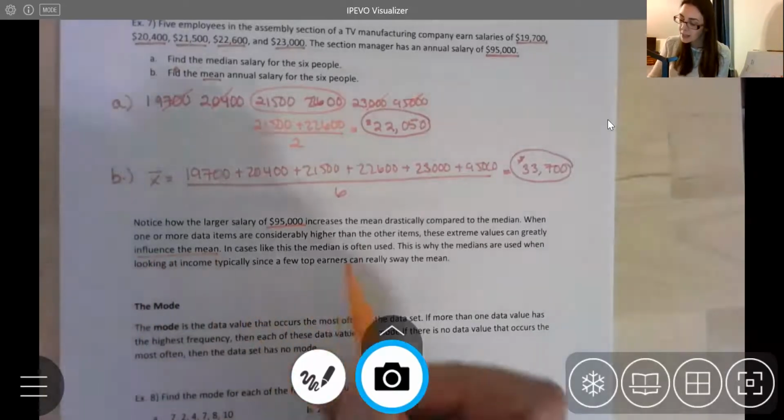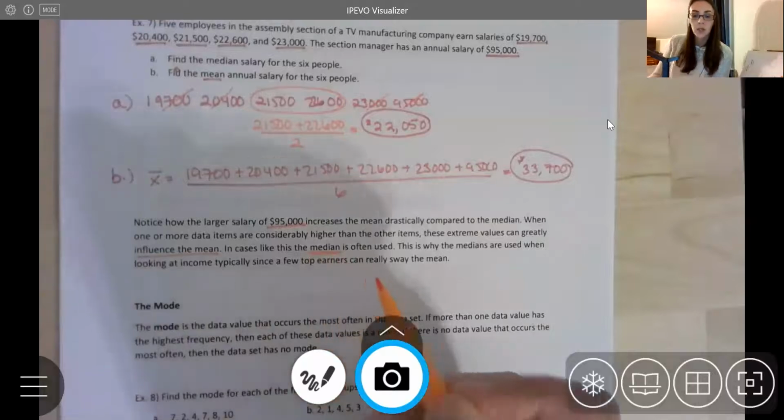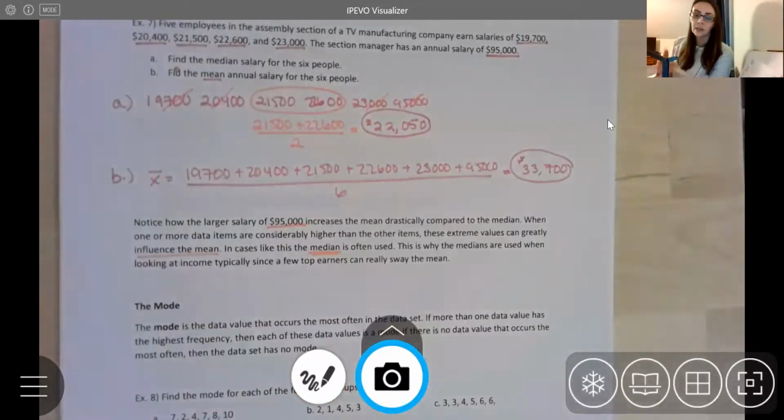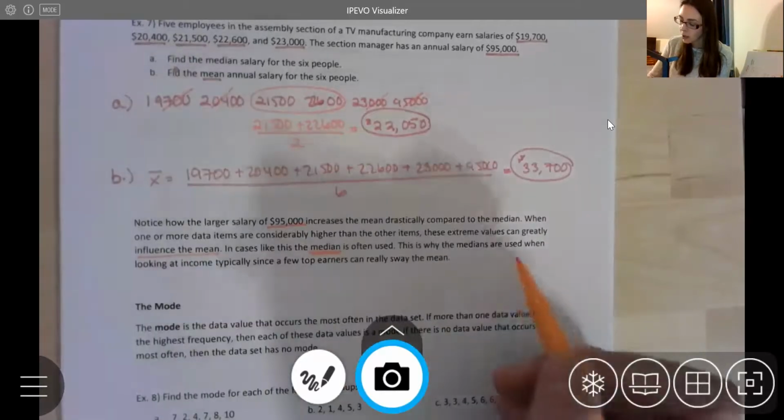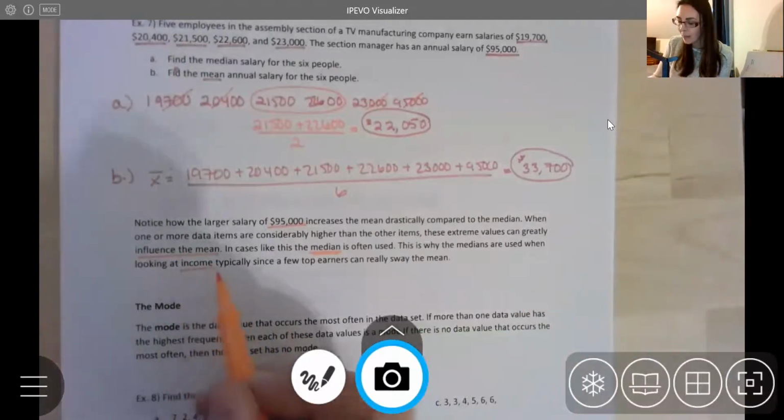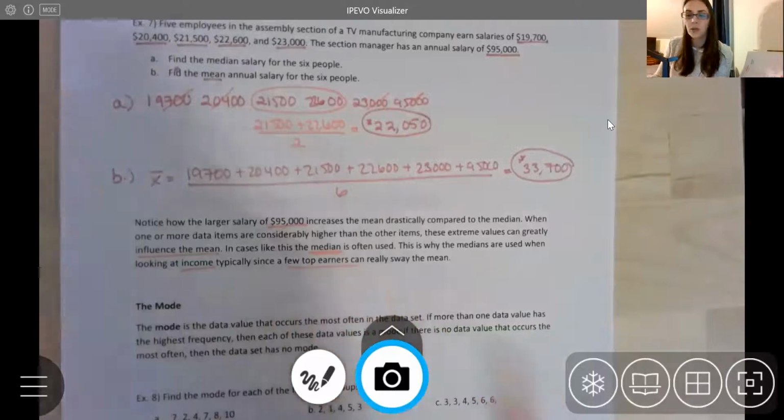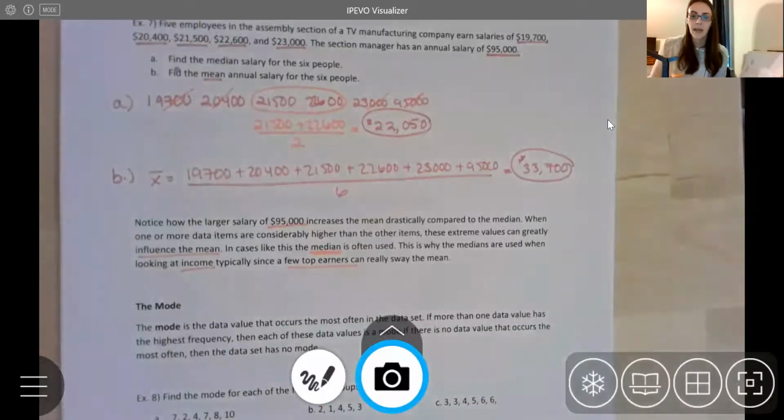So in cases like this, the median is often used. Although we tend to use the mean most often, if there are 1 or 2 values that are really different from all the other values, the median is often used instead. And this is a great example. Medians are used often when we're looking at income because a few top earners can really sway the mean. So a lot of times if you see data about income, oftentimes they do give you the median salary instead of the mean salary.